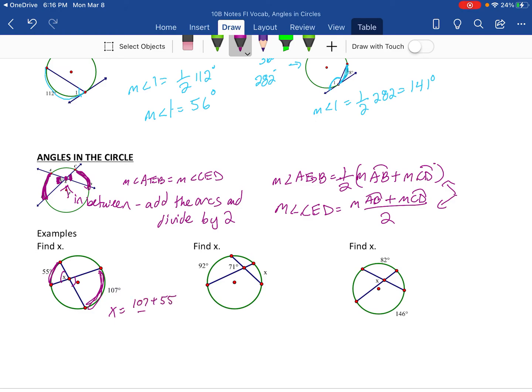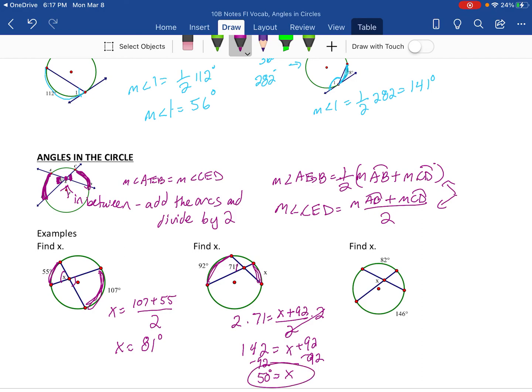So x is going to be just 107 plus 55 divided by 2, which is going to be 81 degrees. For this one, here's my angle. Here are the arcs that I'm talking about. I set up the formula. I know 71 is equal to my arc x plus my 92 arc divided by 2. Now I just have to solve this. So these divide out, and I have 142 is equal to x plus 92. I subtract 92, and x is equal to 50 degrees.